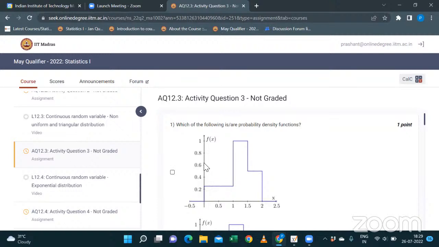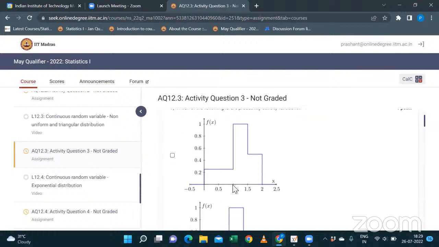First of all, tell me, how can you check whether the given thing is a PDF or not? The total area should be 1, right? If the function is given, then you have to integrate. Here all regions are rectangles, so we can directly get the area, and the total should be 1. So let's see the first graph.